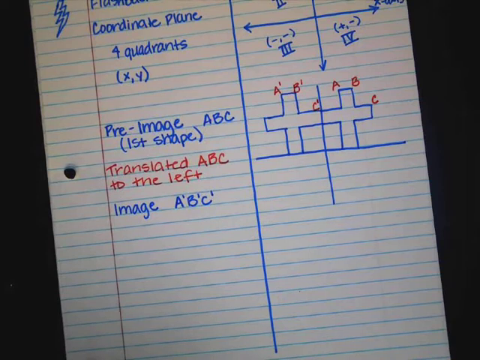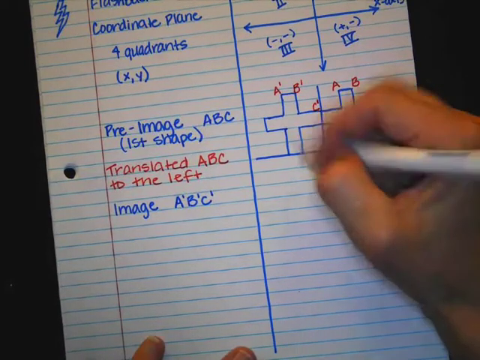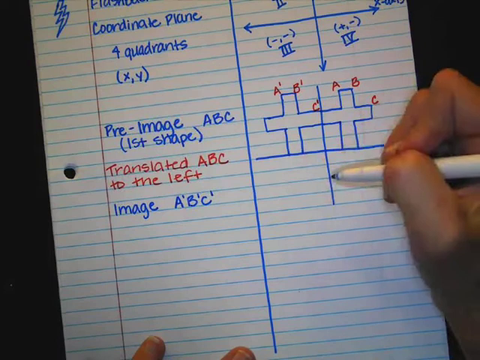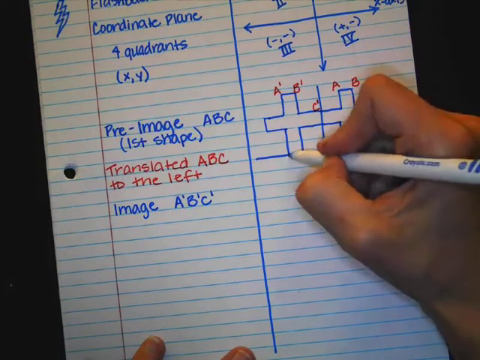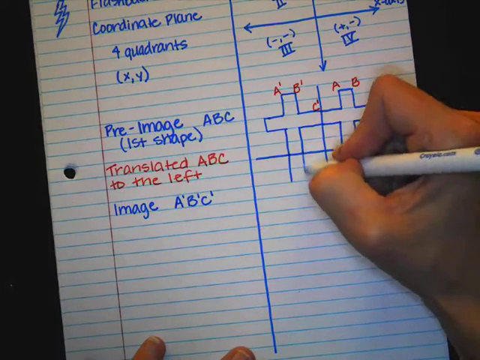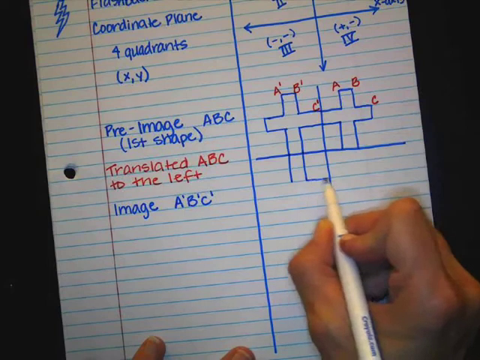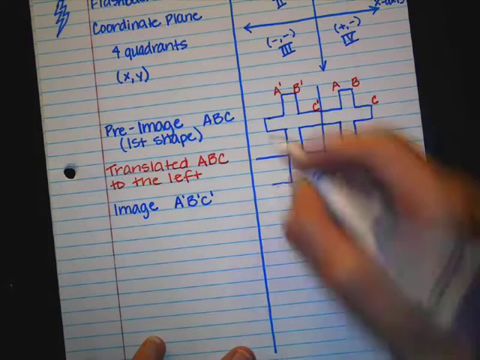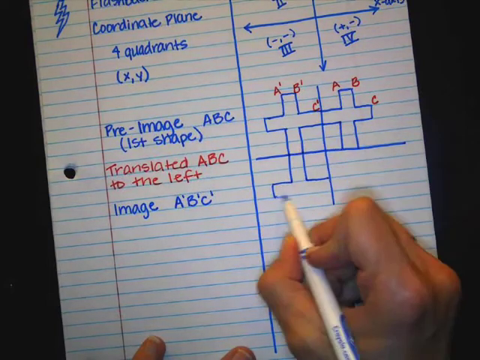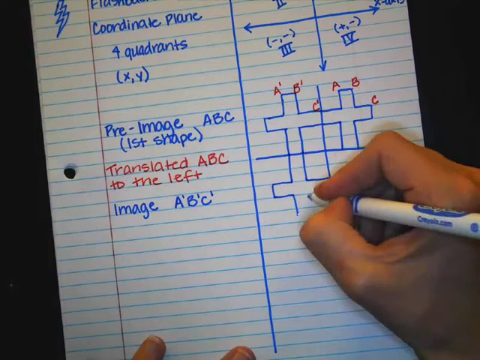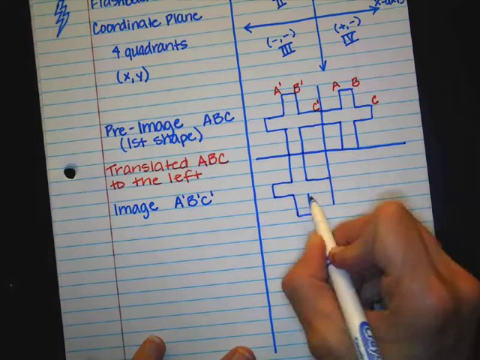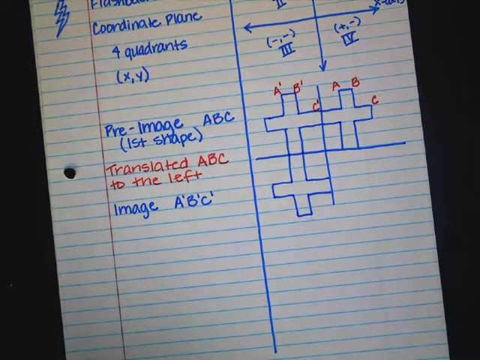Okay, now let's go to a reflection. Let's try to reflect this guy. I'm using my lines as a guide. I will tell you though, making this a much bigger blocked T makes this a whole lot easier than what I did last hour.